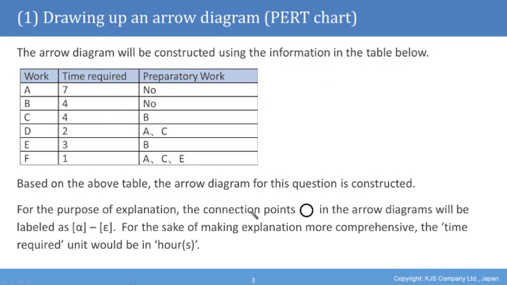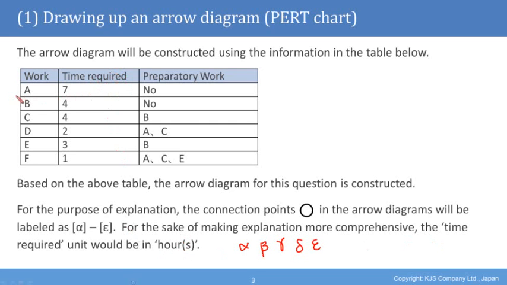For the purpose of explanation, the connection points, which will be circles in the arrow diagrams, will be labelled with the Greek alphabet alpha to epsilon. Just a reminder that the Greek alphabet is alpha, beta, gamma, delta and epsilon. They're analogous to A, B, C, D and E. So they will be ordered like this. And for the sake of making the explanation more comprehensive, although there is no unit given in the table, we will first of all say that the times are hours. It's just easier to understand if we say that they are hours, even though in the question we are not given a context of any time.